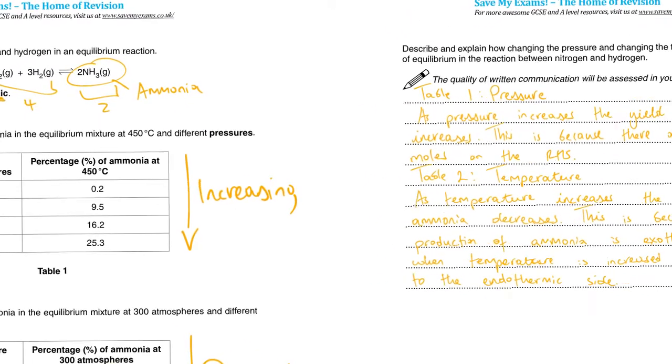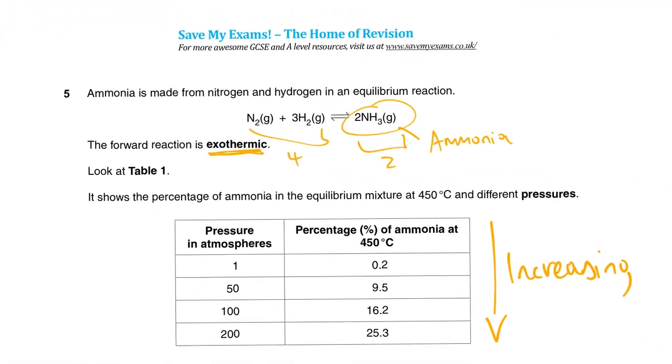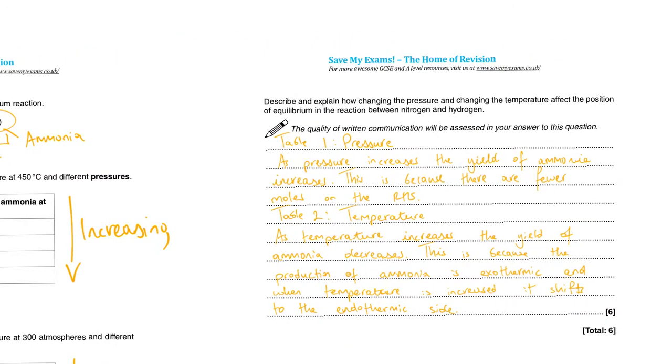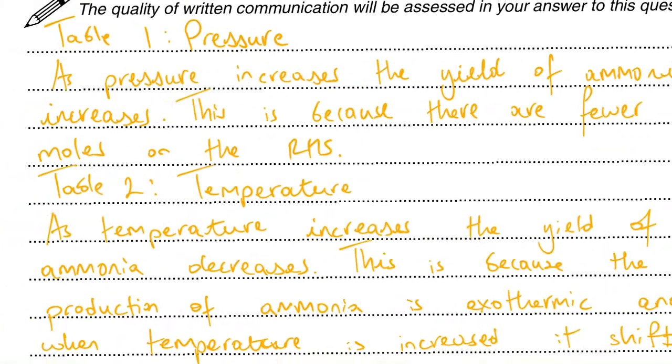And then I've got to explain it. So I've gone up to my question and my equation. I've counted because it's pressure. I've got 4 on the left and I've got 2 on the right. Remember, when I increase pressure, I shift from the left to the right. So that means the reason is because there are fewer moles on the right hand side. So there's your answer for part 1.